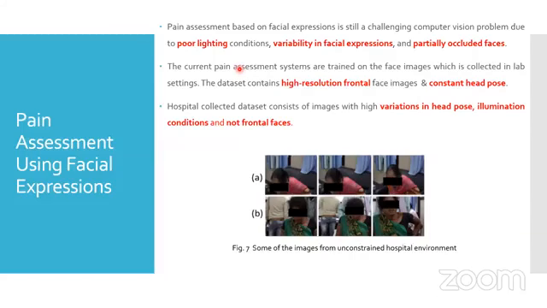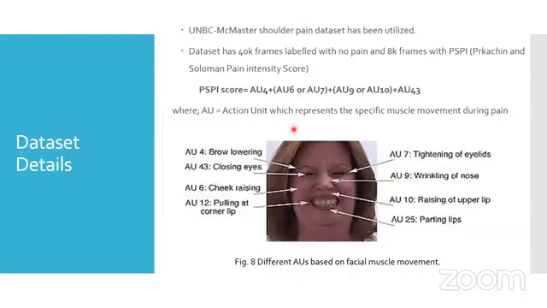Okay, or the real patients who will be suffering from pain, they will not be focusing their attention on any camera, they will be focused on their pain. So in that real situation, there will be variation of head pose, there will be illumination condition problems, and there will not be any frontal faces. So how do we measure the pain from the facial expressions?